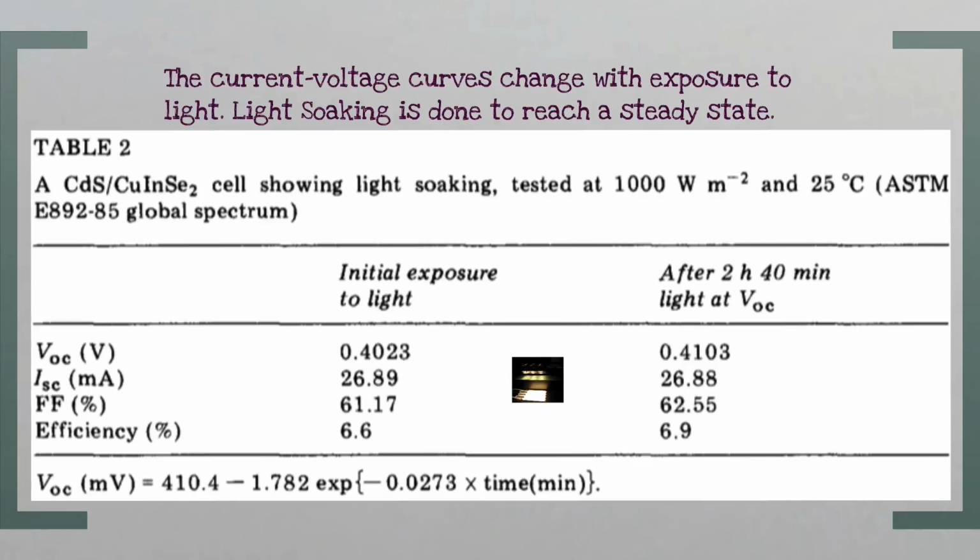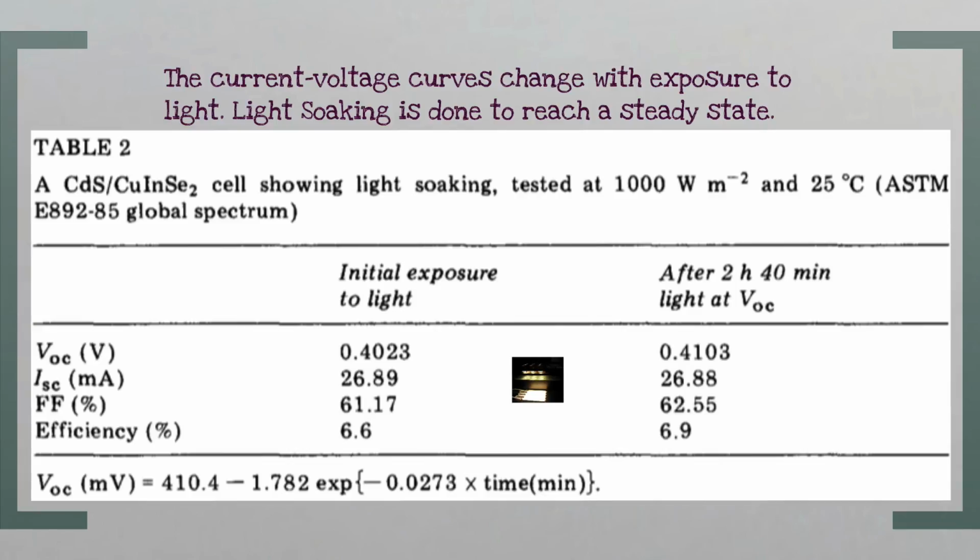In an actual cell, you do something called light soaking. This is something I actually saw when I visited one of the factories for a CIGS cell in the Bay Area. What this means is that the current voltage curves of a solar cell change with exposure to light. In other words, if you take a brand new solar cell that you just made and you measure its IV curve, and then you put it out in the sun for an hour or so, and then you measure its IV curve again, they will look different. And the mechanism for this, by the way, is not well understood. But this is not good because you have variation.